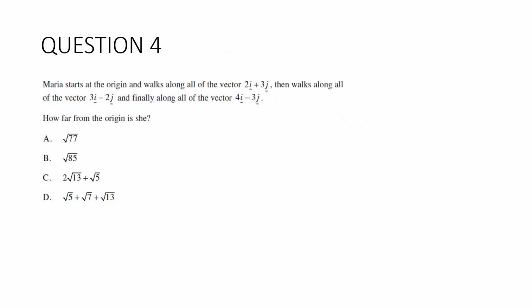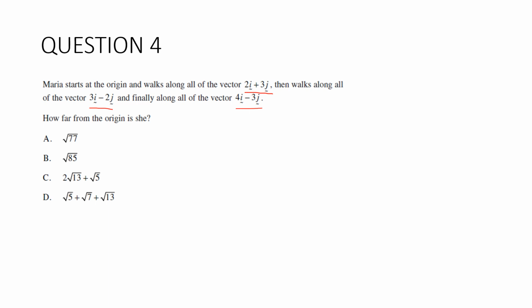Question 4. Maria starts at the origin and walks along the vector 2i plus 3j, and then walks along the vector 3i minus 2j, and finally along the vector 4i minus 3j. How far from the origin is she?